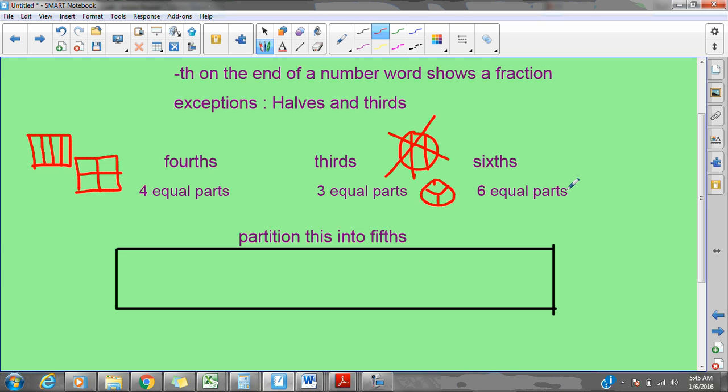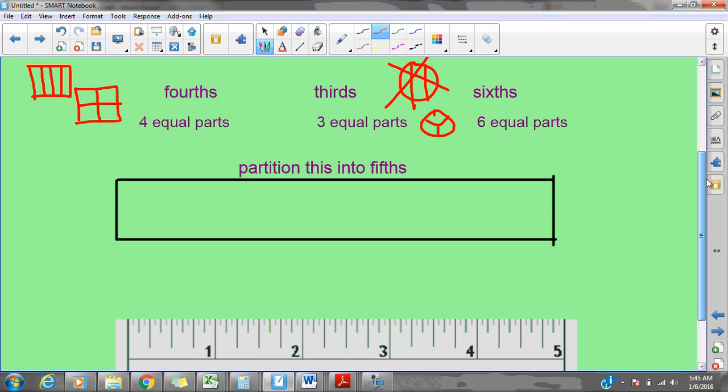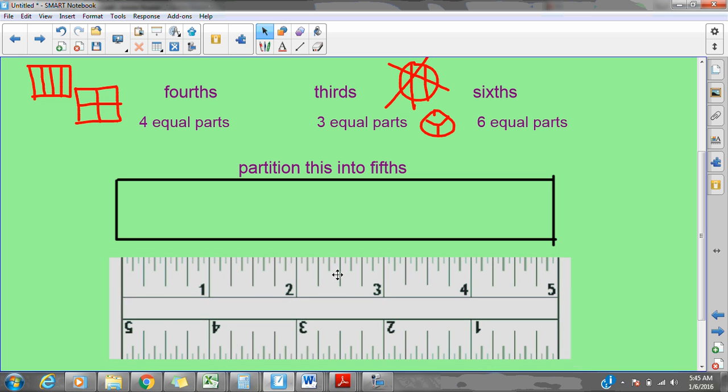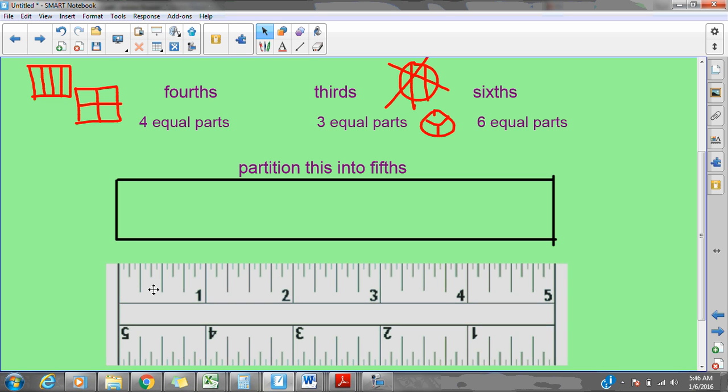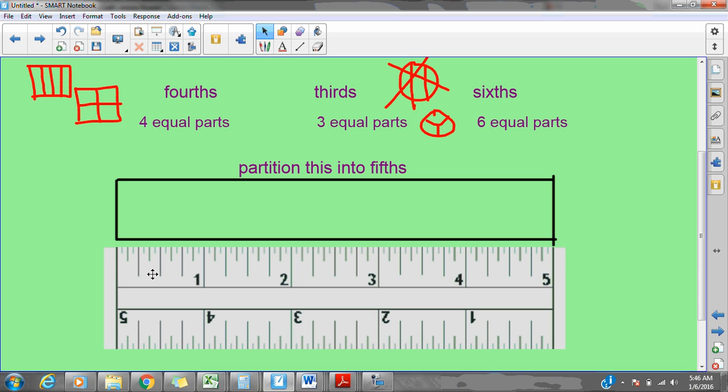Now sometimes partitioning a shape and getting the parts exactly equal is hard. So you can use a ruler to help you, and that's what I have. I have a small ruler here that is in the fifths. So the first thing I'm going to do is measure this, and it's in inches. So I'm going to start at the beginning. When you measure, you always start at the beginning or 0. You don't start at 1. Always start at 0. And so I'm going to the end. Here's the strip of my paper, and you can see this is 5 inches exactly.